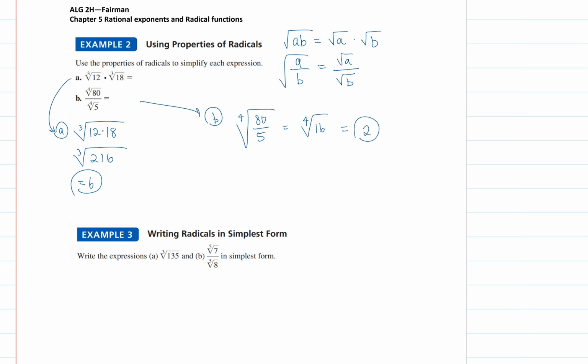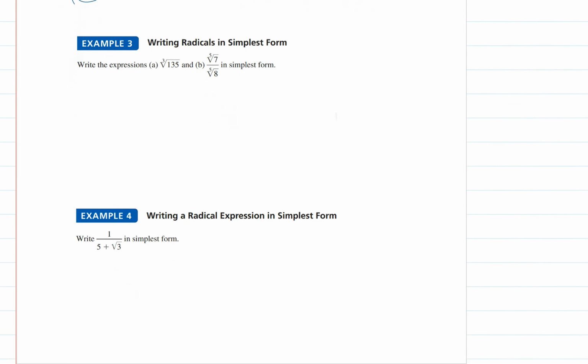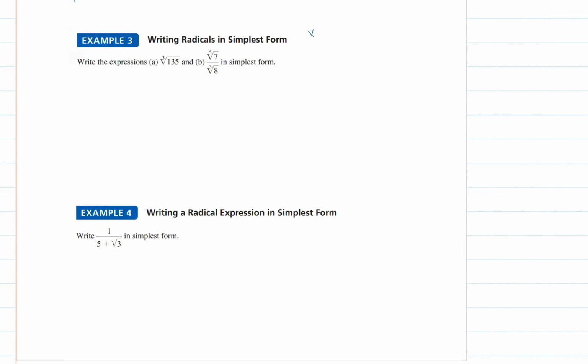For example 3, here we need to consider what makes a radical in simplest form. So here are some rules. 1, we have no perfect n root factors. So that means if it's a square root, we don't have any perfect squares. If it's a cube root, we don't have any perfect cubes. So none of those are left under the radical.